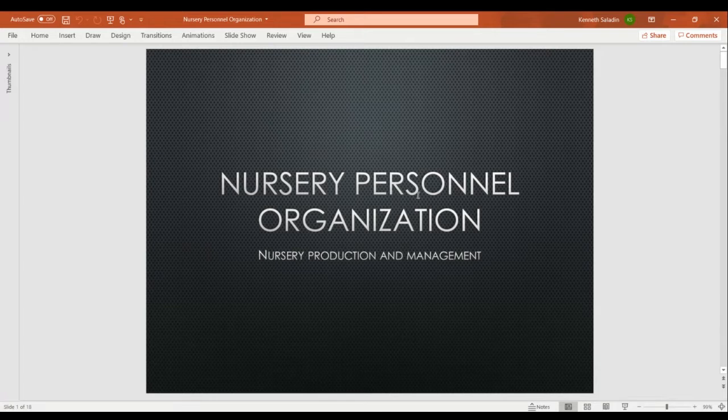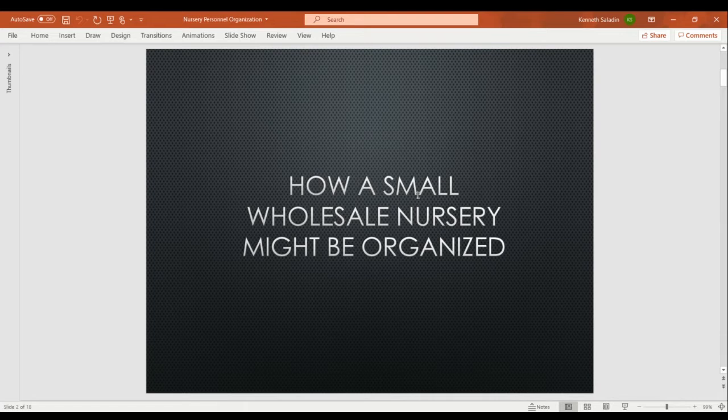So we're going to start out by looking at a small wholesale nursery to see how it might be organized. And keep in mind that no two nurseries are going to be exactly the same. So what I'm going to show you in the next slide is just a generic representation of how a smaller wholesale nursery in the United States might be organized in terms of its personnel. But different nurseries are going to handle this differently, and really no two nurseries are going to be exactly the same.